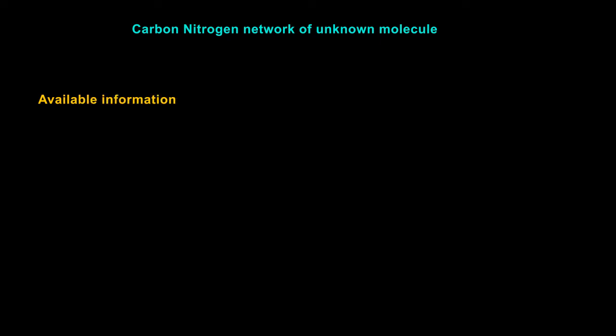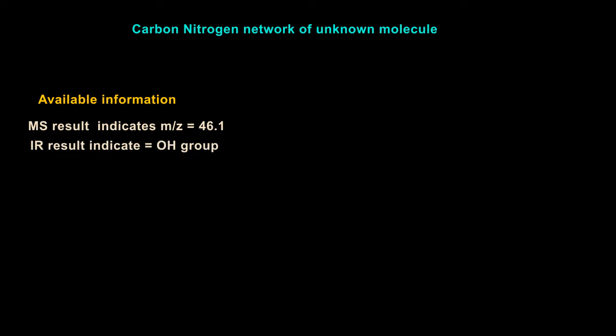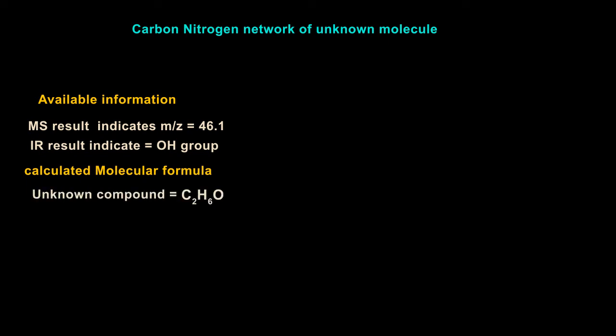We can see how to determine the carbon-hydrogen network of an unknown molecule by NMR with the available information from MS and IR. The mass spectroscopy result indicates a molecular weight of about 46.1. The IR result indicates the presence of an alcohol functional group. The molecular formula calculated from the MS and IR results is C2H6O. It is expected to be ethyl alcohol.